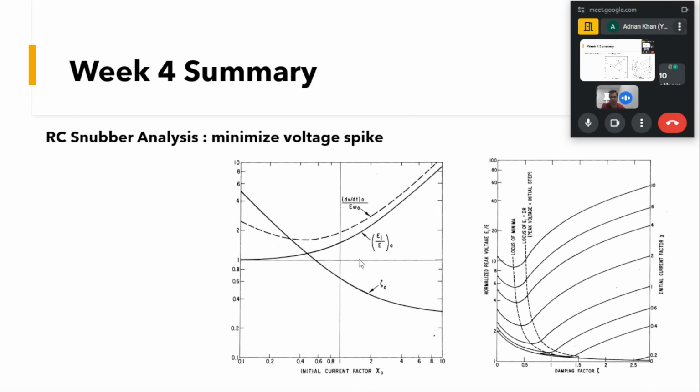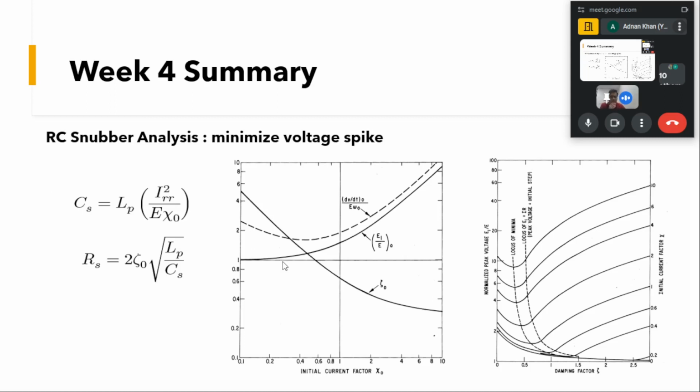In a similar fashion, as per our need, you will see how this is done in the problem solving session, we can calculate different xi and chi values for a particular thing. And when we get these values, we can put these values in these equations that we will see in the problem solving session, and calculate the values of Cs and Rs, that is, the snubber capacitor and resistor values.